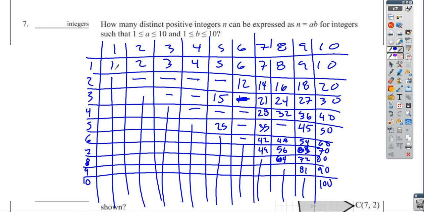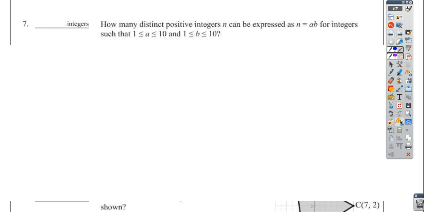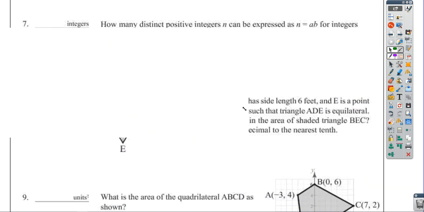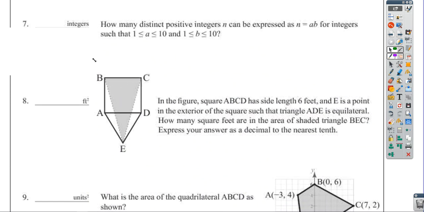Dude, I was on the right track. You told us how to do it, and I still screwed up. I was on the right track.